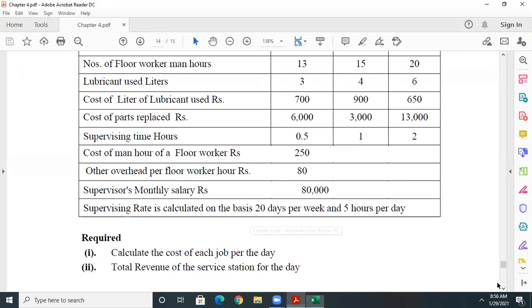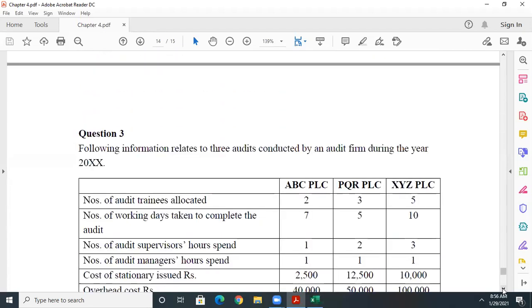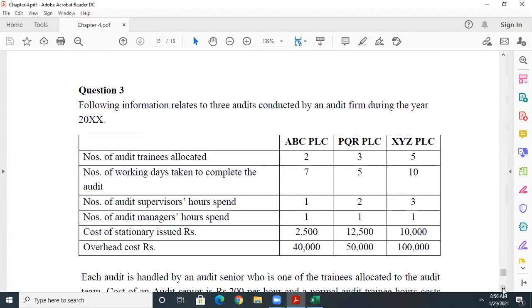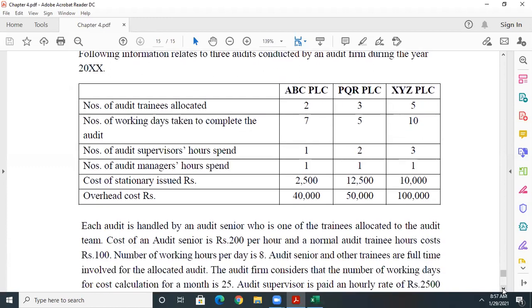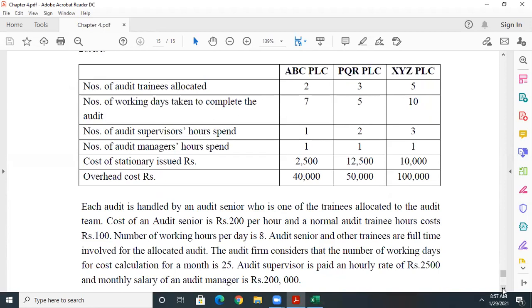Okay, now let's look at the final question that is given, that is interesting. It has the following information related to 3 audits conducted by an audit firm during the year 2021. The number of audit trainees allocated is given, the number of working days taken to complete the audit is given, the number of audit supervisor hours spent is given, the number of audit manager hours spent is given, the cost of stationery issued is given, a direct material, or it may be an overhead. No, it may be the direct cost of stationery issued, and the overhead cost is also given.